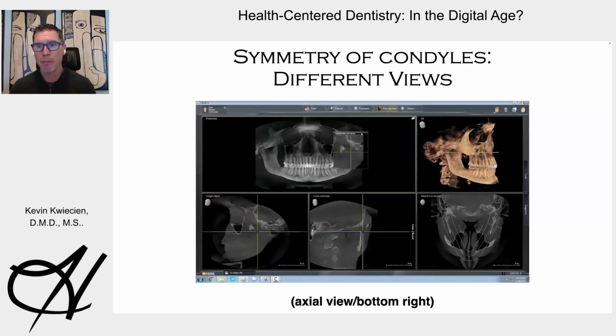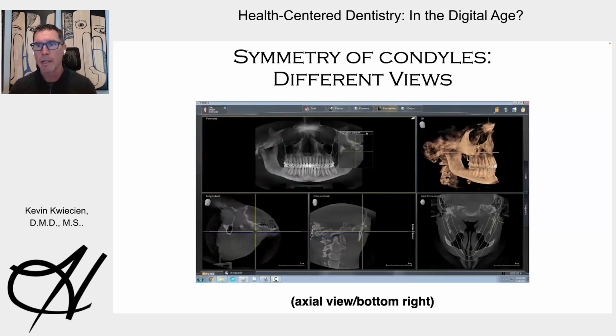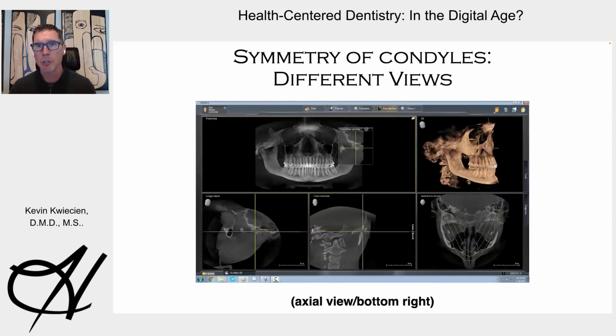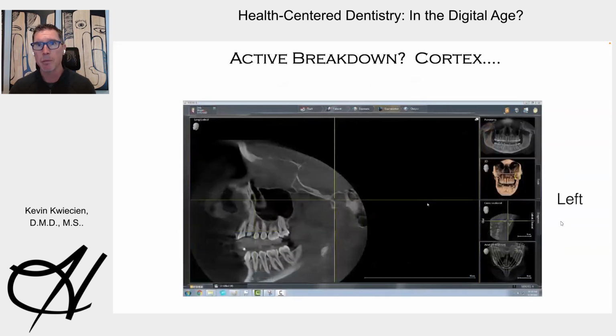So if you look at the bottom right view, the axial view, we can start to see that her right joint is very different from her left joint. So anatomically, her body is going to be compensating or accommodating to try and make up for the asymmetry.